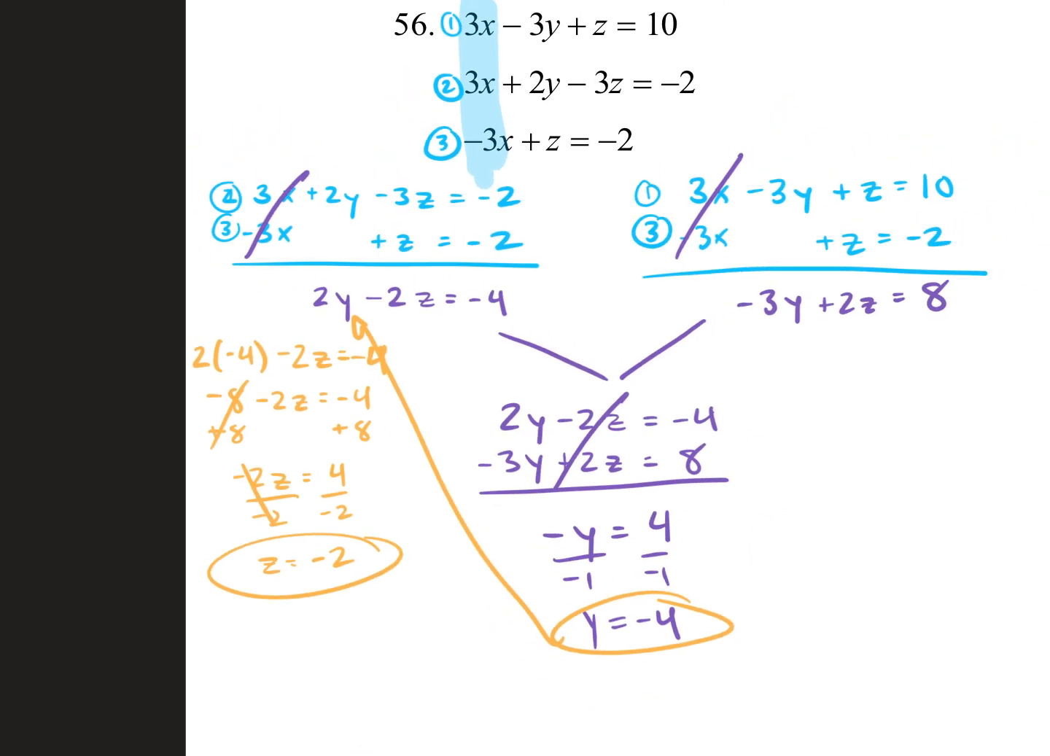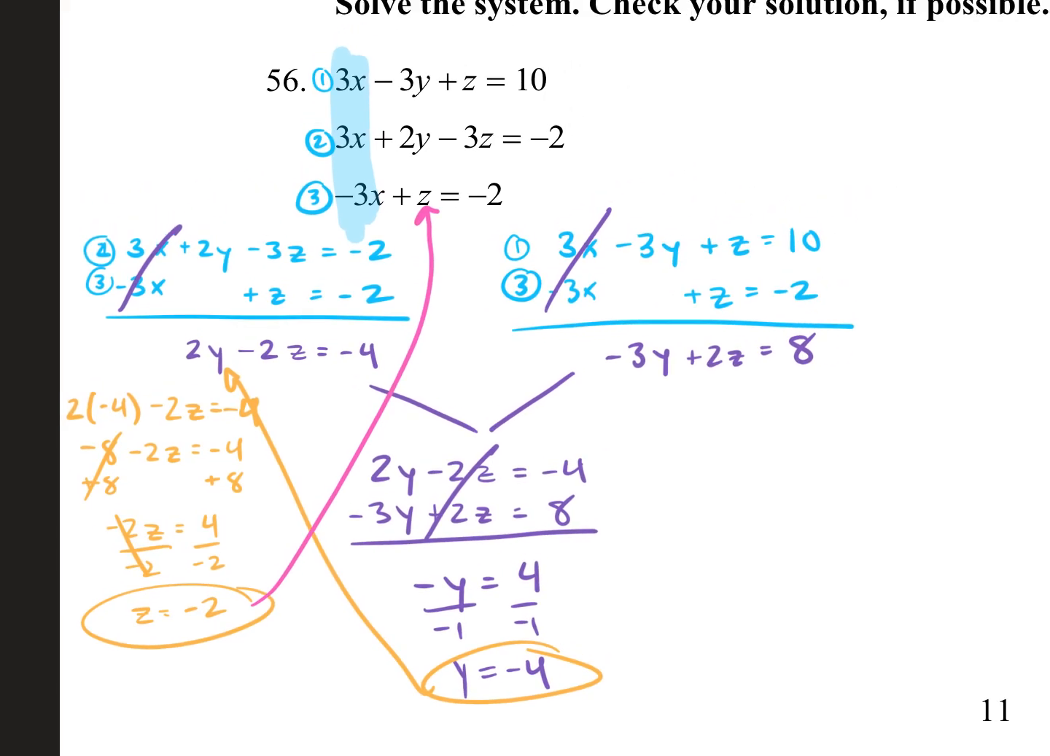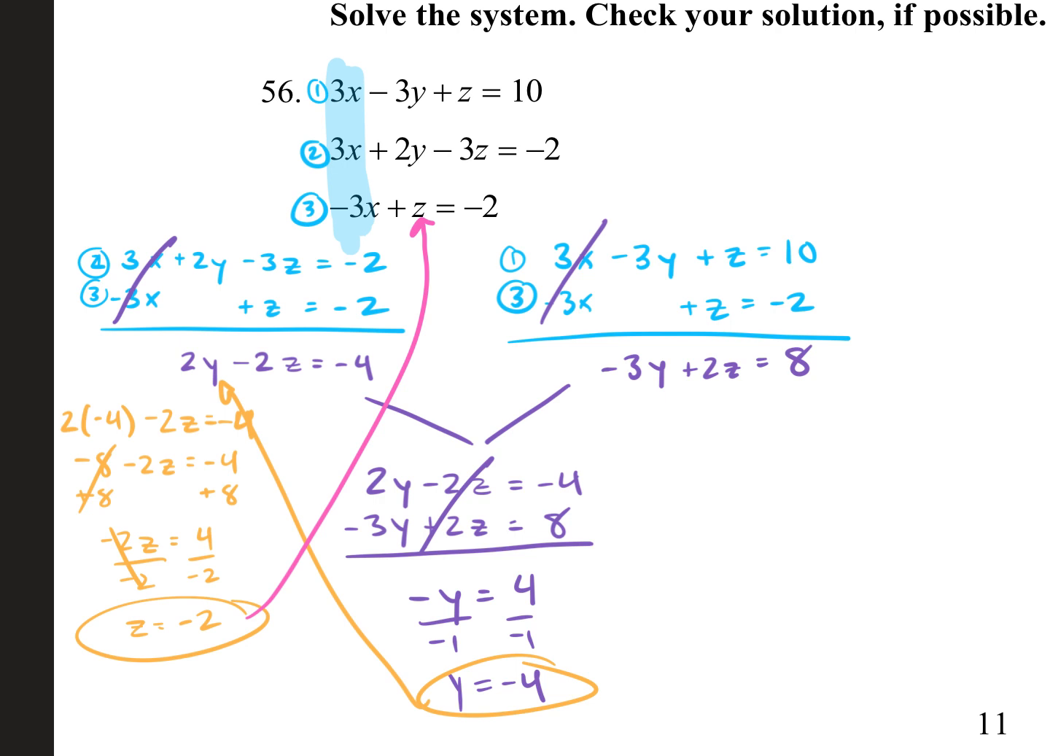Now we want to plug it back into the original. So I'm going to take z and plug it into the z in the third equation. Sometimes you may have to take y and z and plug it back in, but in the third equation, I don't have a y, so I'm just going to plug in z. So negative 3x minus 2 is equal to negative 2.